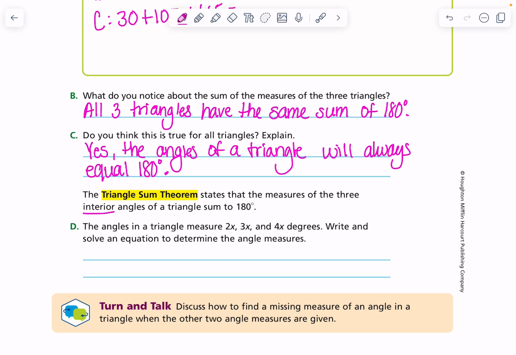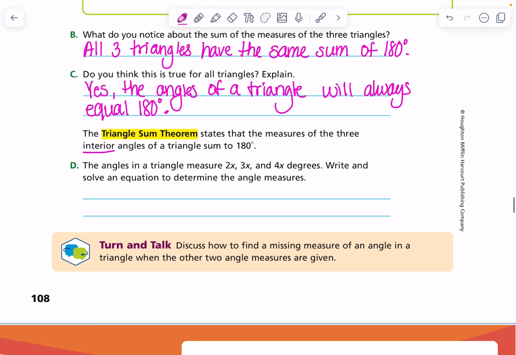So yesterday we also did things like letter D. The angles in a triangle measure 2x, 3x, and 4x. So we know if we add those three angles, we should get 180 degrees. So we're writing and solving an equation to determine the angle measures. 2x, 3x, and 4x gives me 9x. And then we're going to divide 180 by 9. So that gives me 20.